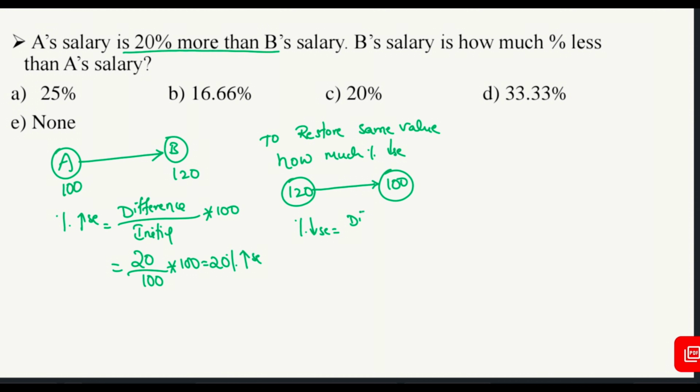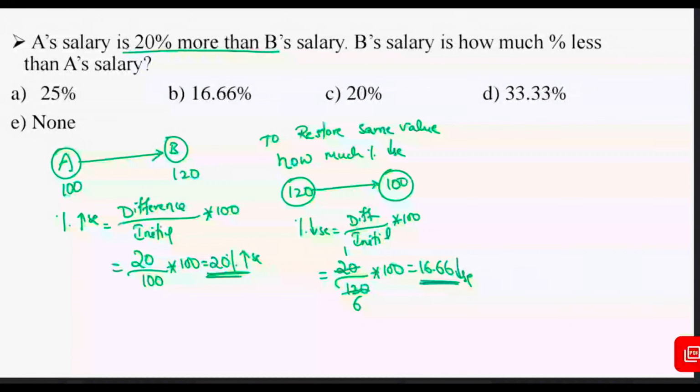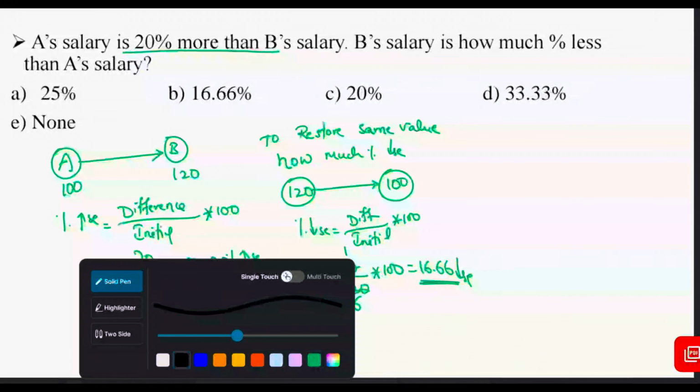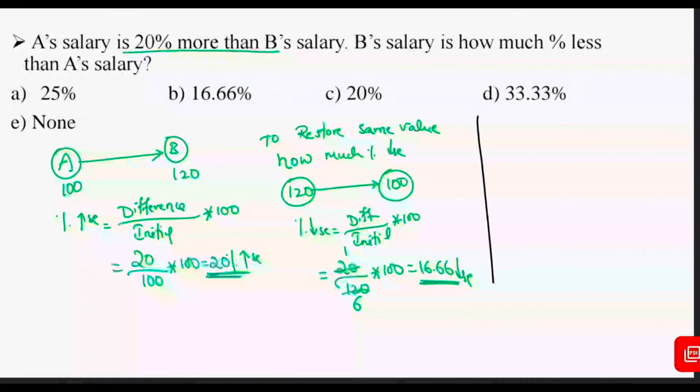Again, the formula is the same: difference by initial into 100. Difference equals 20, initial value equals 120, into 100. 2 ones are 2, 2 sixes are 12, so 1 by 6 equals 16.66. If 20 percent is increased, we need to decrease 16.66. If 1 by 5 is increased, 1 by 6 has to be decreased.